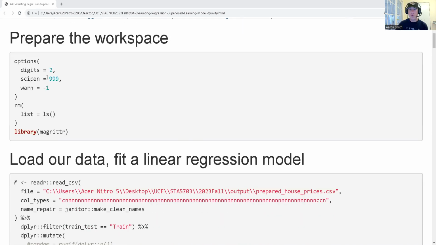All right, so first thing I'm going to do is, if you've watched my videos, you know I do this every time. I prepare my workspace. I set it up so I don't get a whole lot of digits printed out. I don't want too many. Setting scipen to a larger number means that R tries not to use scientific notation.